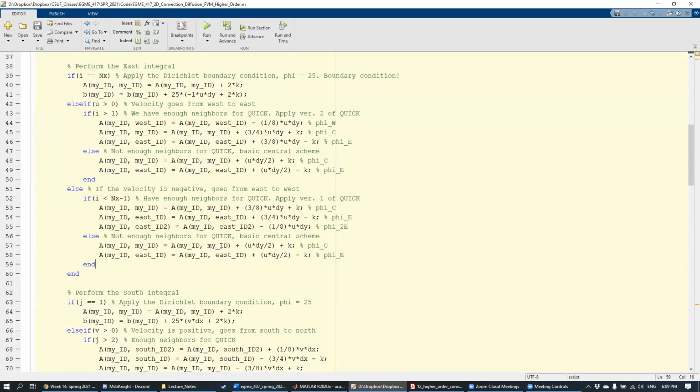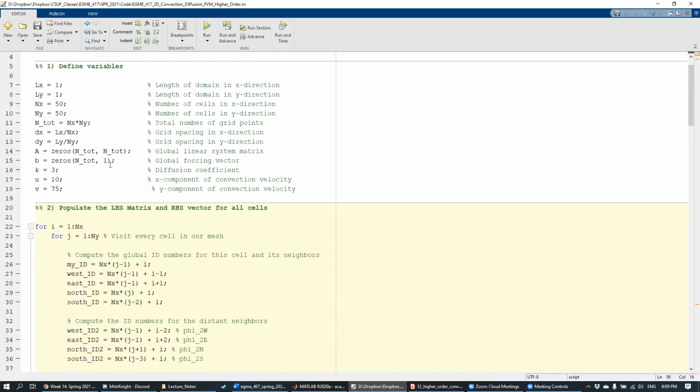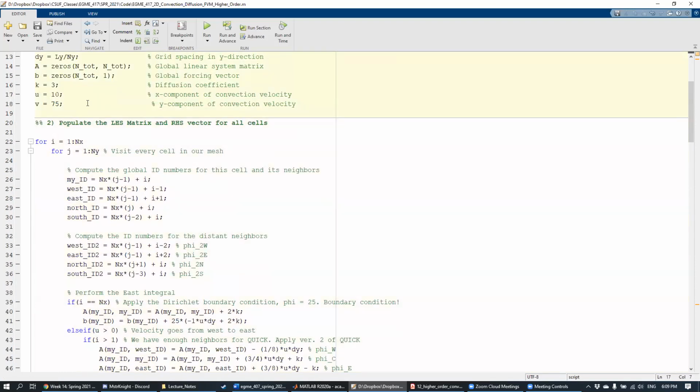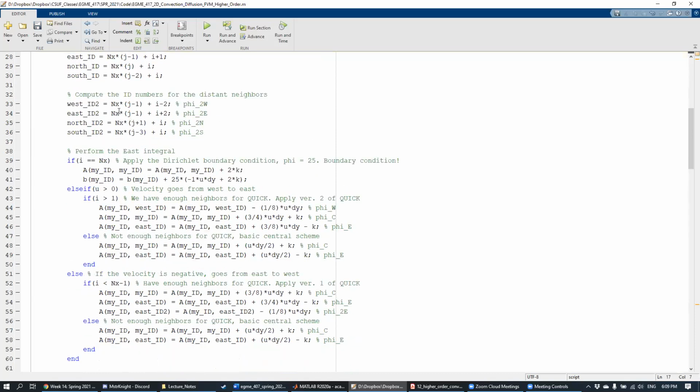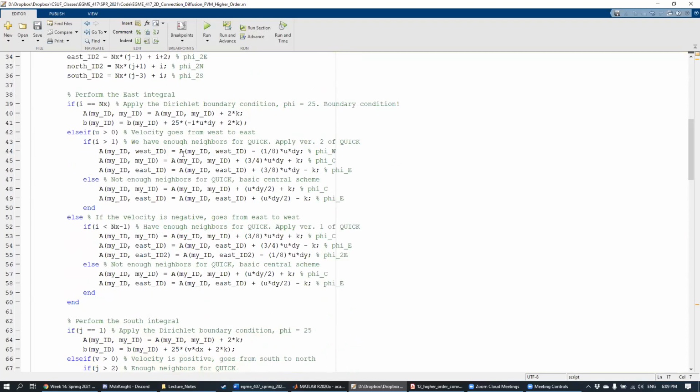But I included it here just to show you how to write this program more generally, so that you can account for these things. Because let's say that we're doing an unsteady problem, and our u was, instead of 10, it's 10 times sine of t, okay? And so in that case, our u velocity is going to oscillate, so it's going to go forward and back, forward and back. And so our code is going to need to be able to handle both of those situations where velocity is either positive or negative, okay? And it needs to apply the correct quick scheme for that, right? Okay, so any questions on the East integral as a whole?